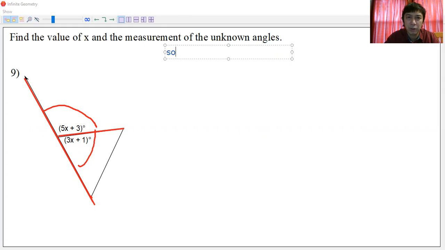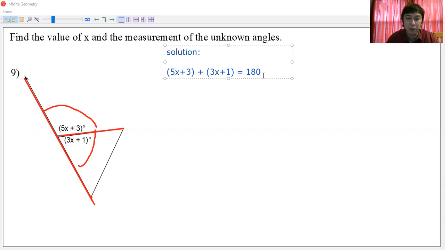The sum is 180. So for our solution, this will now be 5x plus 3, and then add 3x plus 1. This must be equal to 180. You can put this in parentheses first to indicate that these are two quantities to be added, so that the sum is 180. And here's our working equation.